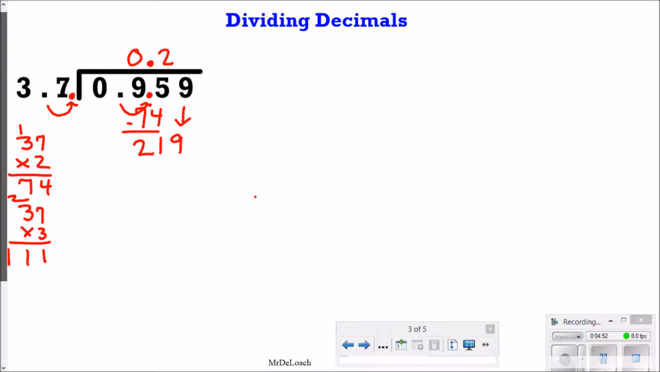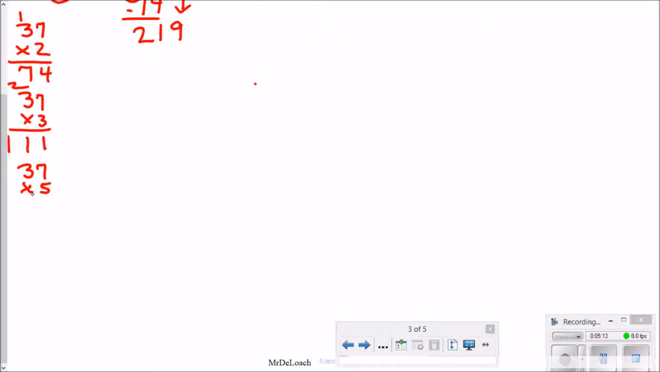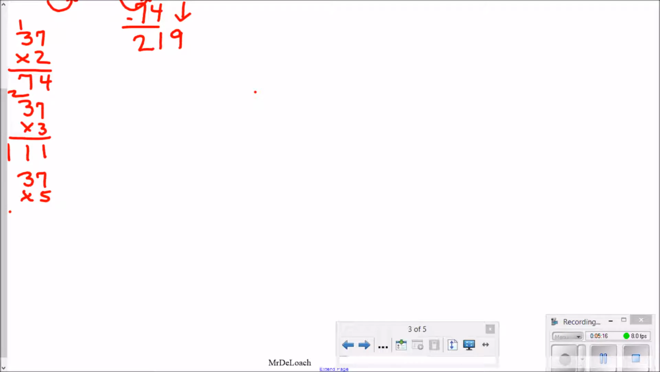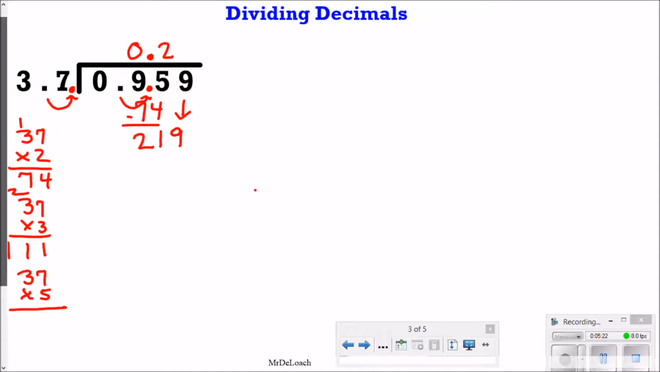So I like to use number sense in figuring out how many times 37 can go into 219. And since I already did 37 times 3 right here, and I know that's 111, I'm going to assume that 37 will go into 219 about 5 times. I would go 6, but if I know that 37 times 3 is 111, then I know 37 times 6 is going to be 222, since 6 is 2 times larger than 3. So 37 times 5.